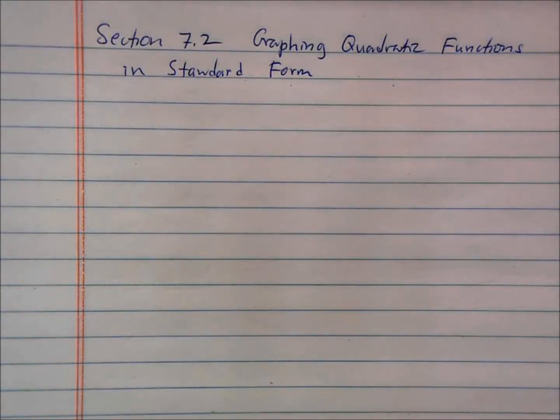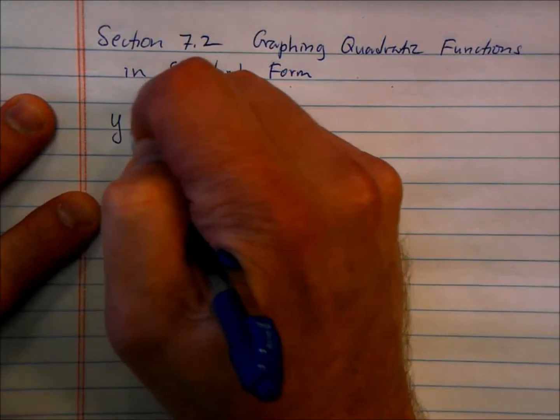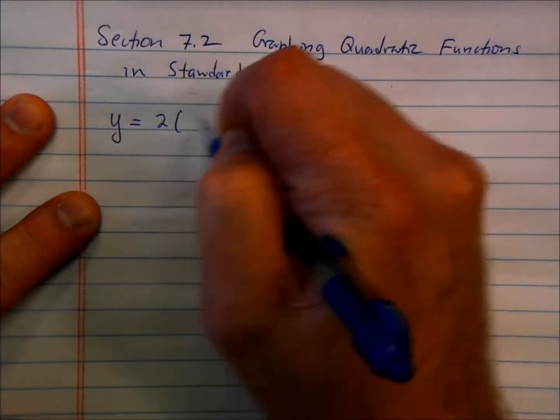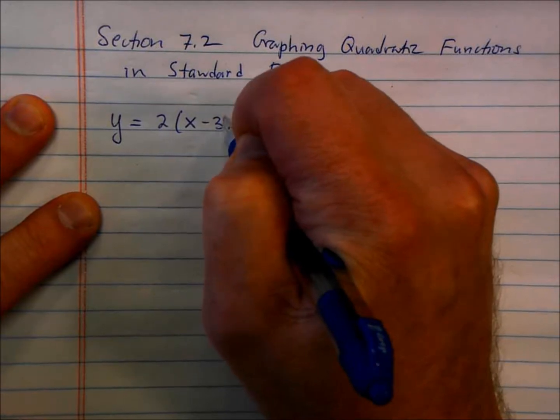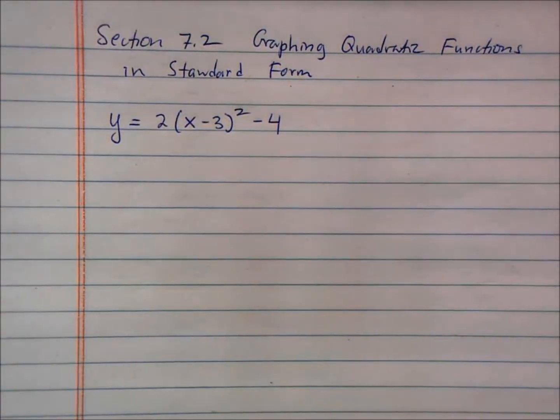Right, the other day we covered section 7.1. In section 7.1 we talked about graphing quadratic functions in vertex form. Today we're going to talk about graphing quadratic functions in standard form. So remember what we did the other day. We might have had something like y equals 2 times (x minus 3) squared minus 4. So this is what we did back in section 7.1.